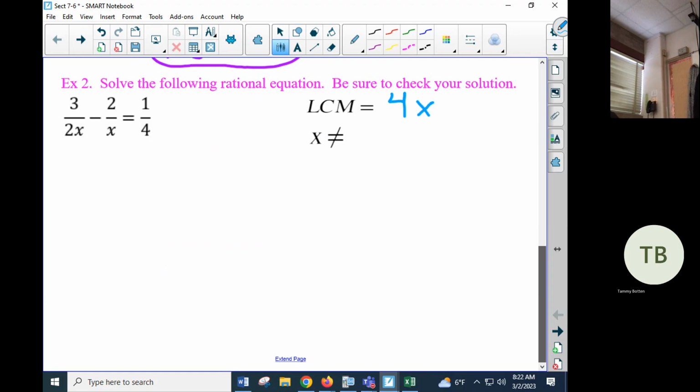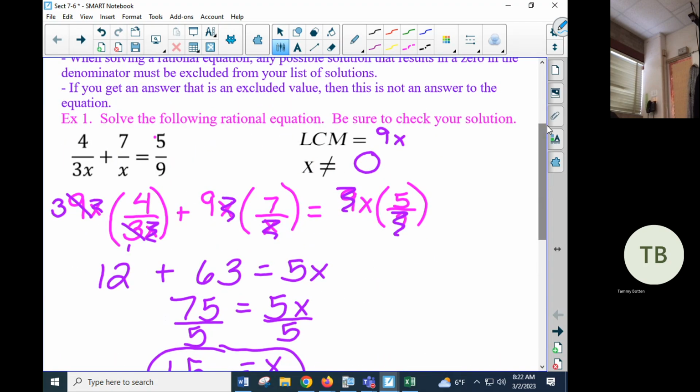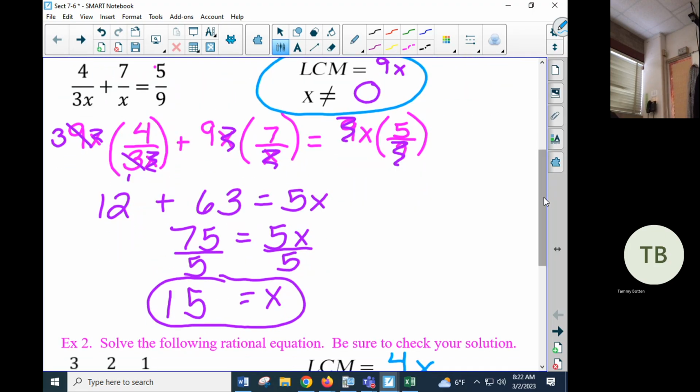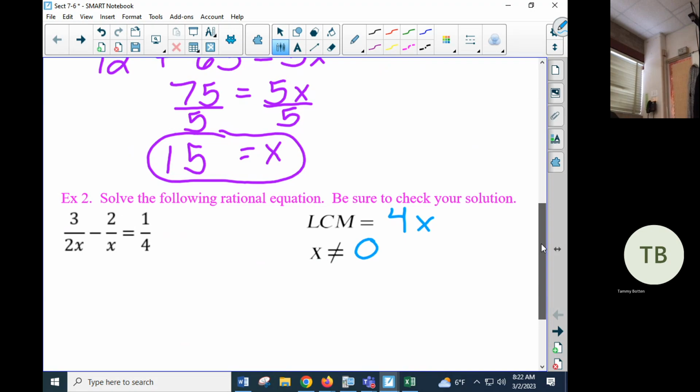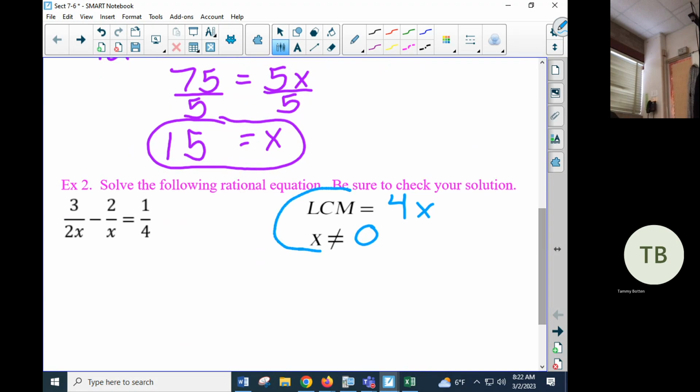What X can't equal is, you can't divide by 0, so our X cannot be 0. And on the test, these two are answers as well as this. So in your assignment, you're going to see that you'll have a blank for this, as well as that. And on the test, you'd get credit for all 3 of them also. So this is a definite part of your answer.